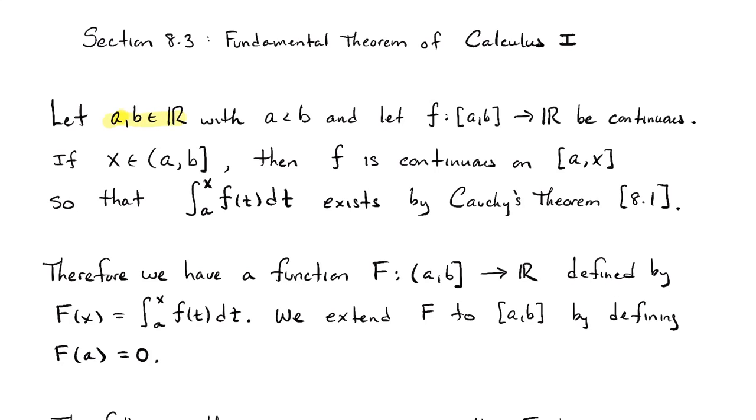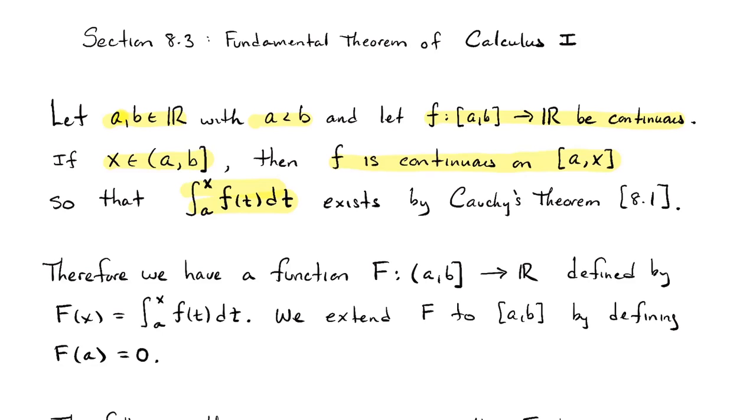So the preamble is, as usual, we have a couple of real numbers, a and b. A is less than b, and we've got a continuous function on the interval. And then I want to talk about defining this function on an interval from a to something. For an interval, I need to have length. So if you take x to be any number in that interval except for a, then your function is continuous on the interval from a to x, and the interval from a to x still has positive length because x is strictly bigger than a. So we have this definite integral defined on the interval from a to x.